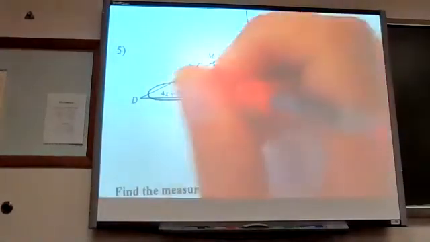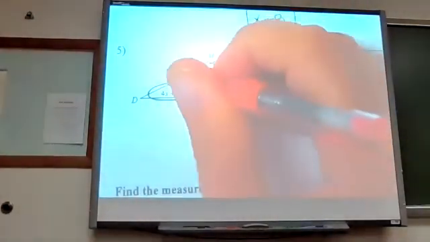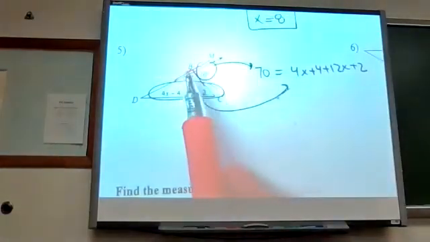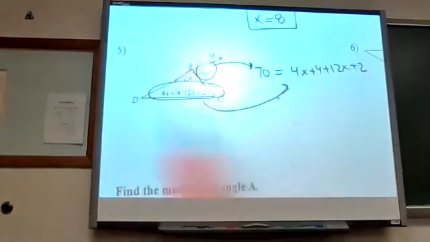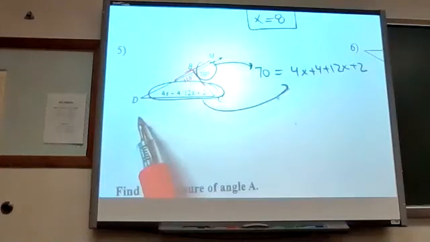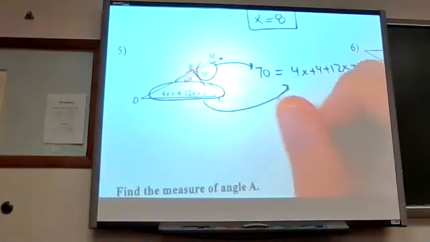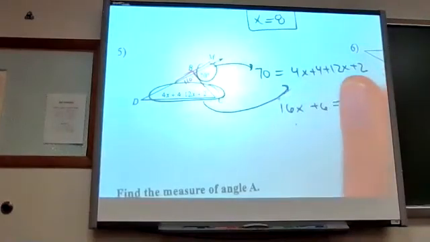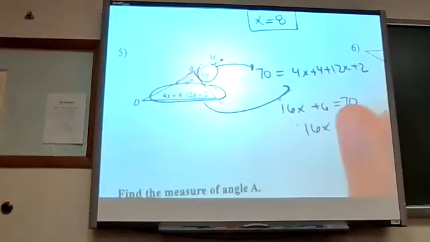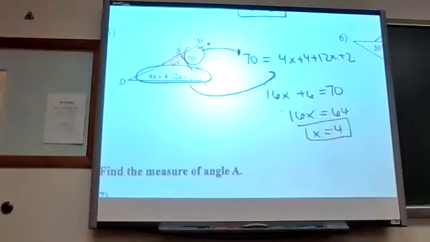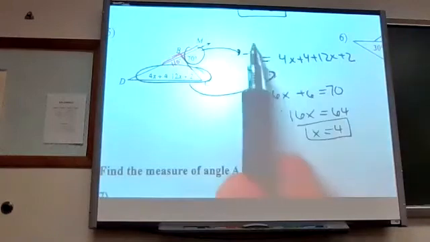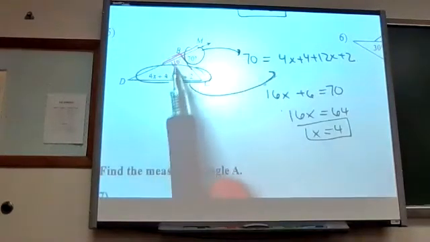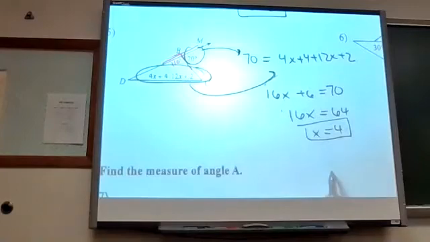Or I could have also said, well, if that's 70, it creates a line and this is 110. And I still could have used that the triangle has to add up to 180, which is just a more straightforward idea than knowing this theorem. So either way, whichever way you went, you would have gotten x equals 4 on number 5. It doesn't matter which way you set it up. I use the exterior angle, but even if you use the 110 and triangle adds up to 180, you still should get x equals 4.